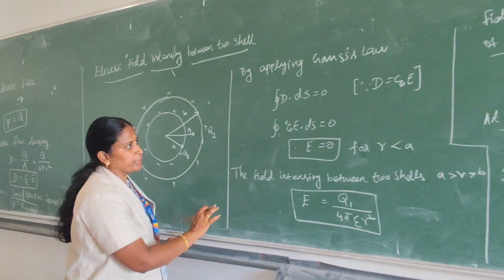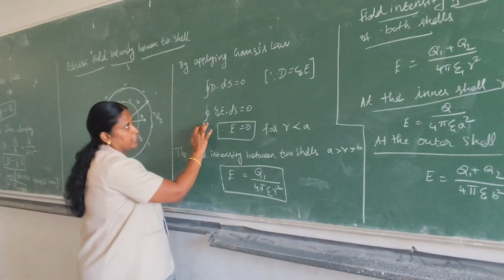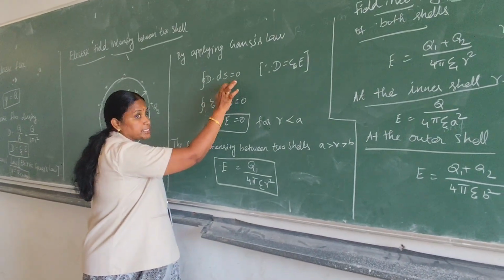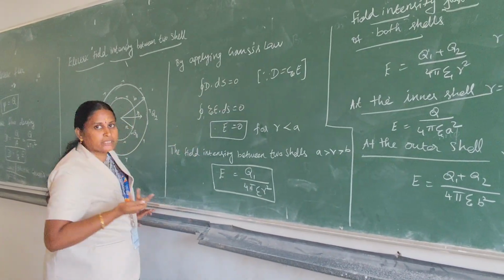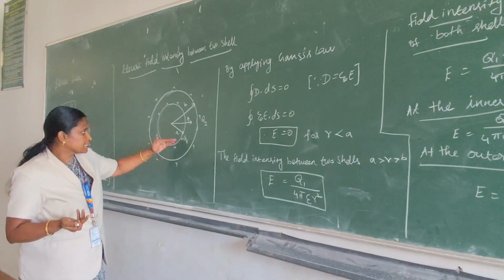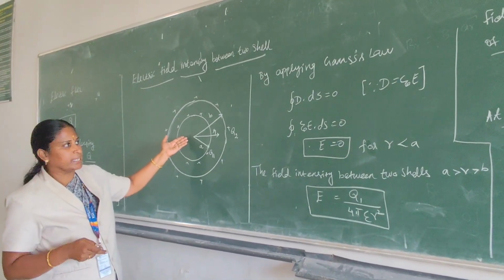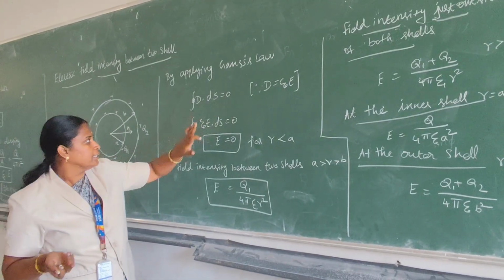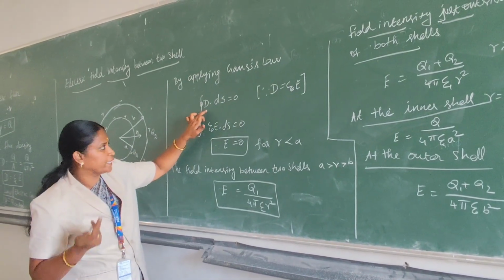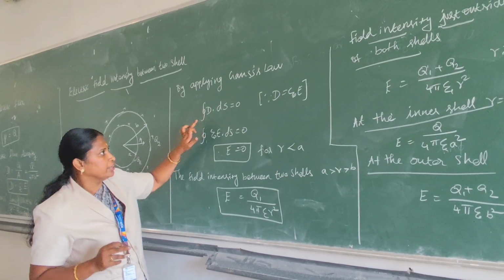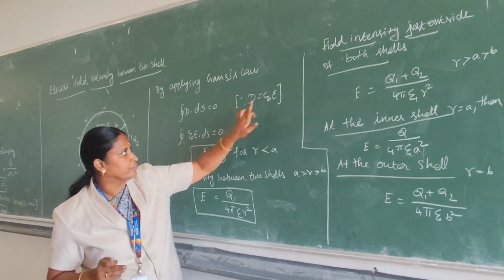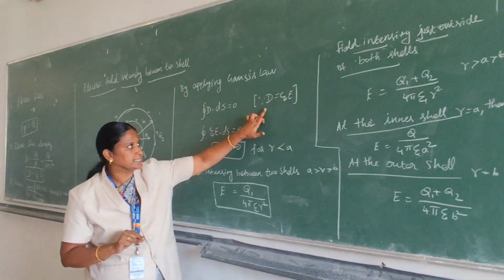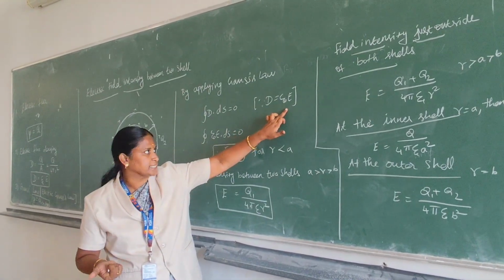So we have to write the closed surface integral of D dot dS will be equal to 0, because there is no charge enclosed inside this inner spherical shell. So we have to write that as 0, right? Instead of D, we can replace the relation D is equal to epsilon E, where D is flux density and E is field intensity.